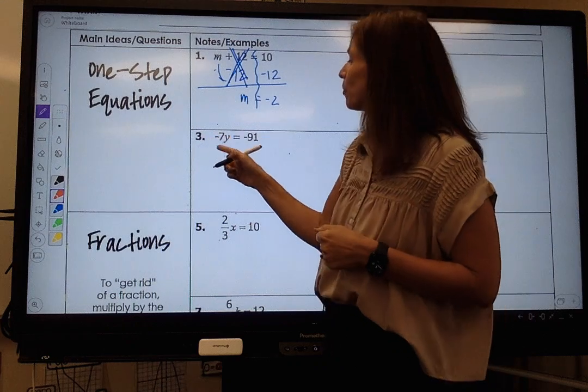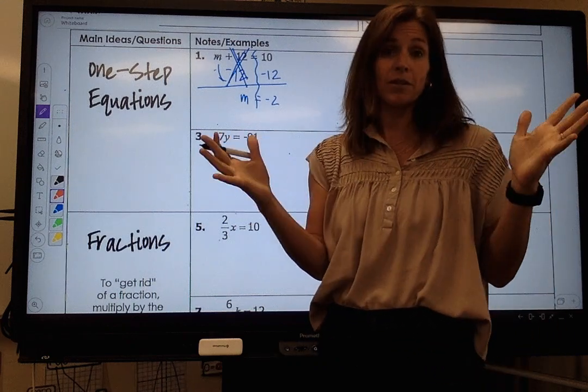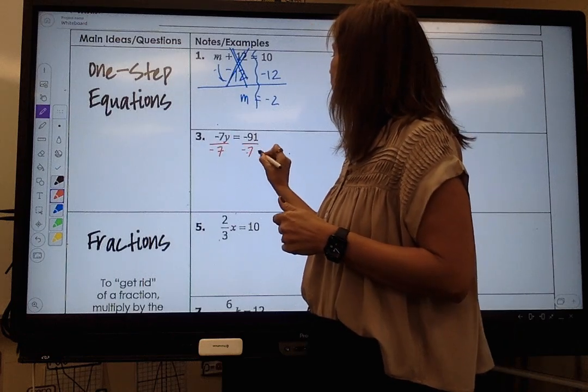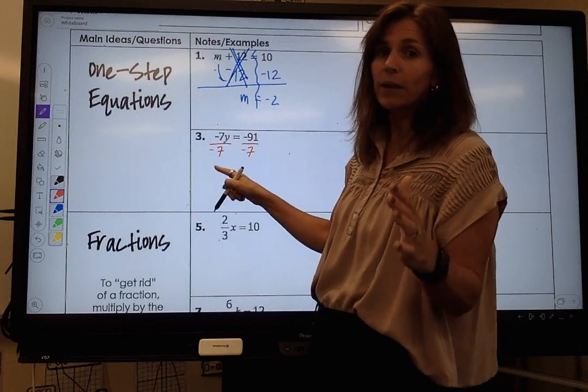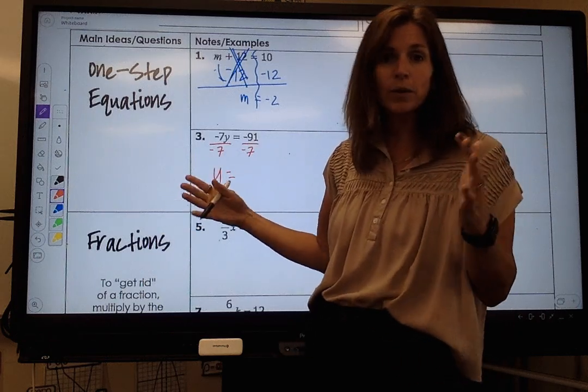All right, now number 3. This is multiplying, and the opposite of multiplication is division. So I can divide both sides by negative 7. Negative divided by negative is a positive, so I know it's going to be positive.